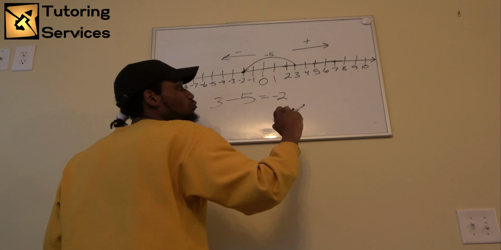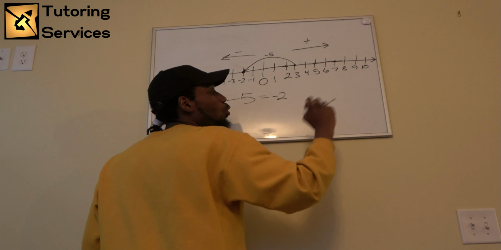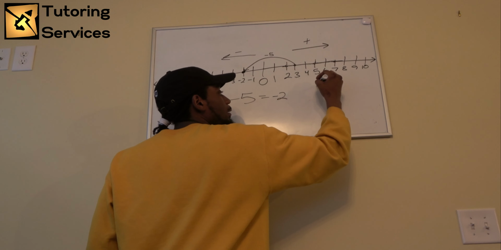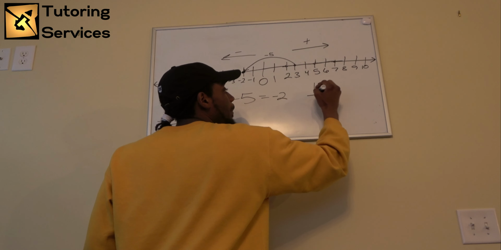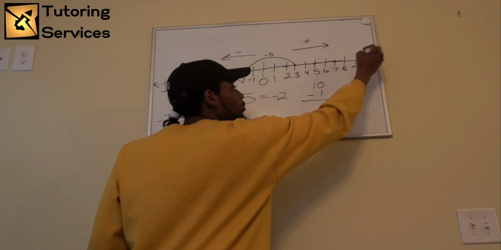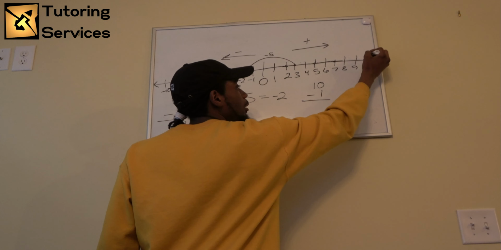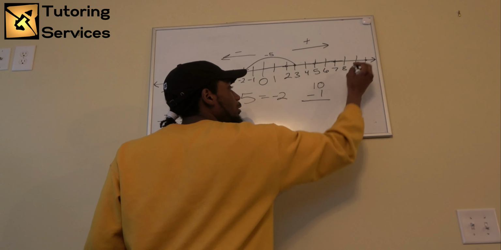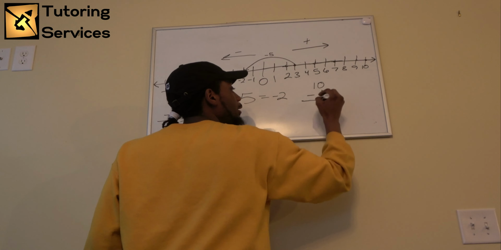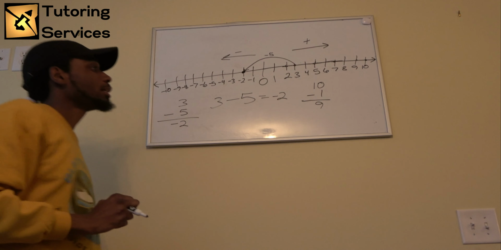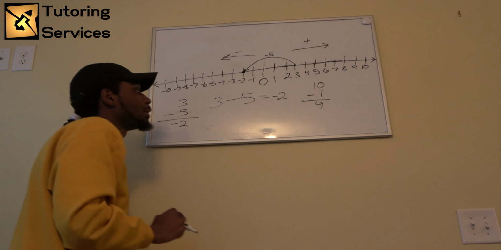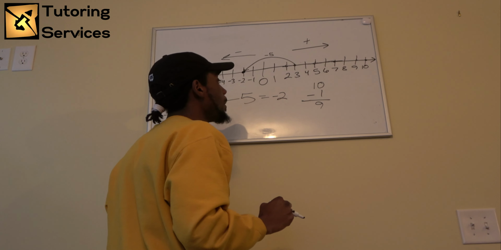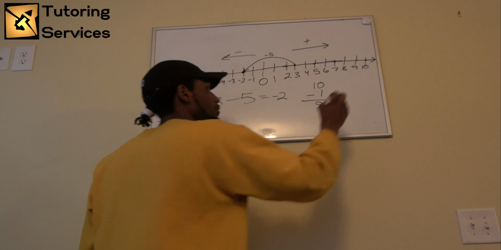What's 10 minus 1? 10 minus 1 equals, well, we start at 10, and we just count to the left. 1. All right, 10 minus 1 gives us here. All right, 10 minus 1 equals 9. All right, let's try that a different way. What is 10 minus 11?